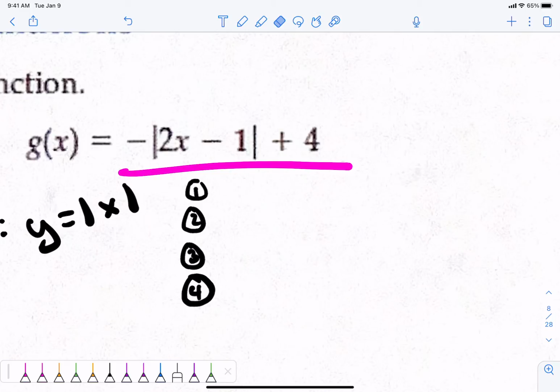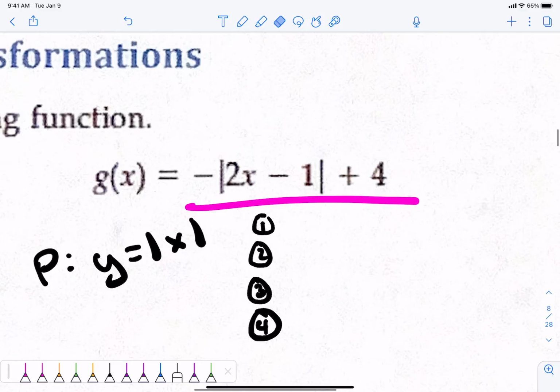It's easier than that. When you have multiple things going on, here's the order. If I were to plug a number in for x, would I apply the negative, take it times 2, subtract the 1, or add the 4 first? You would take it times 2 first, so the 2 is going to come first, okay?